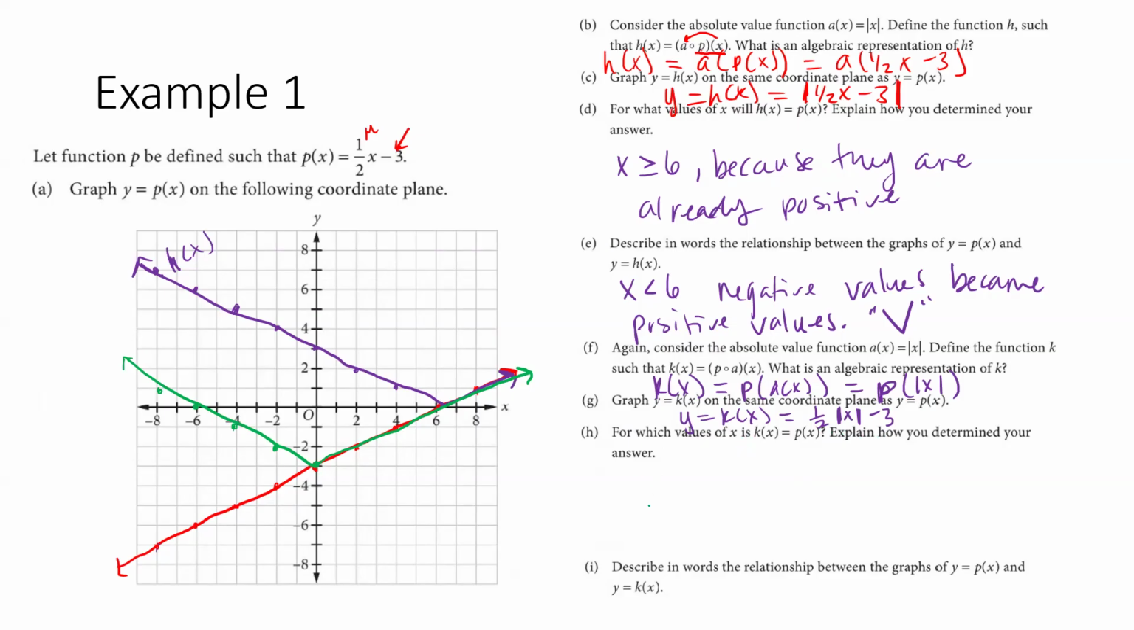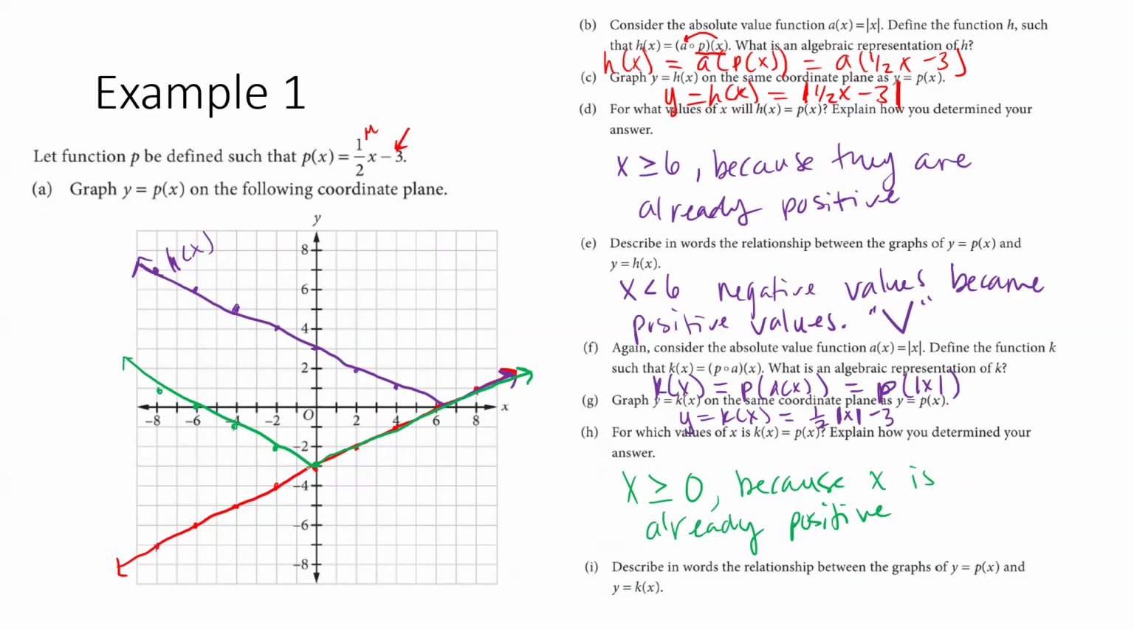Okay, so for which values are they the same? Well, when x is greater than or equal to 0, they're the same. And that's because those are your positive x's, right? X is already positive. So when it goes into the absolute value, is anything going to change? Nope.